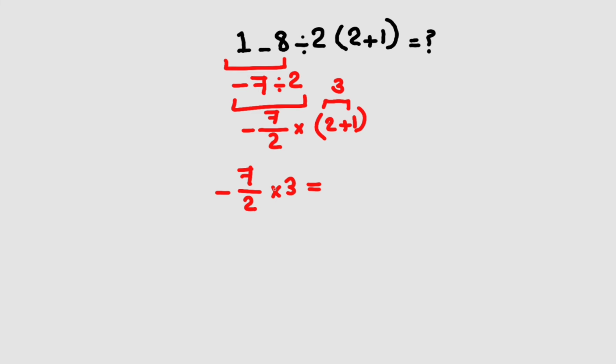This expression is equal to 7 times 3 gives us 21. 2 times 1 gives us 2, and we have 1 negative here. But this answer is not correct.